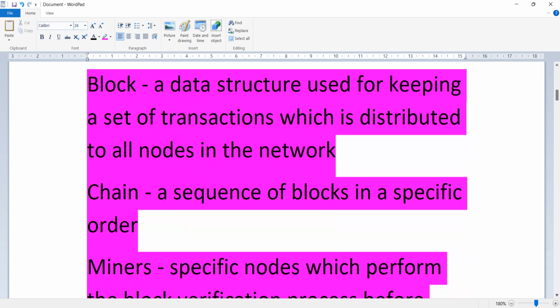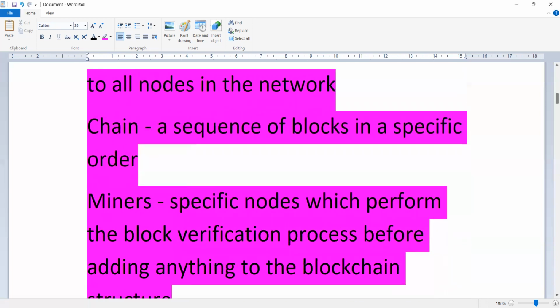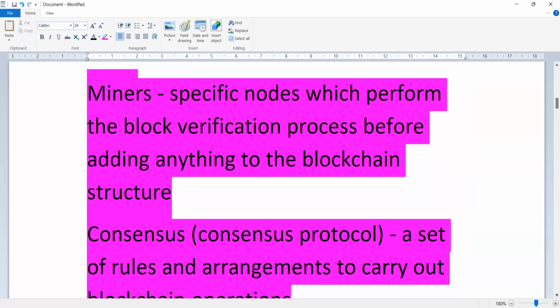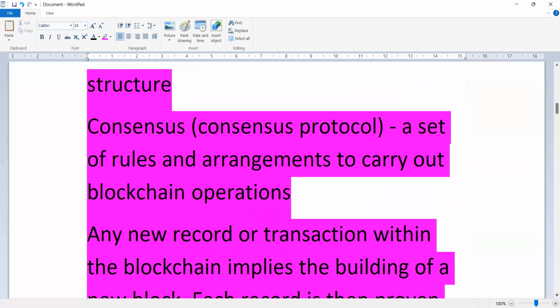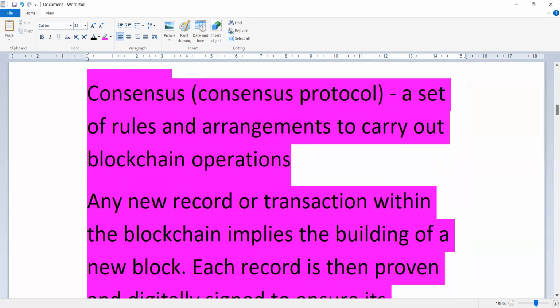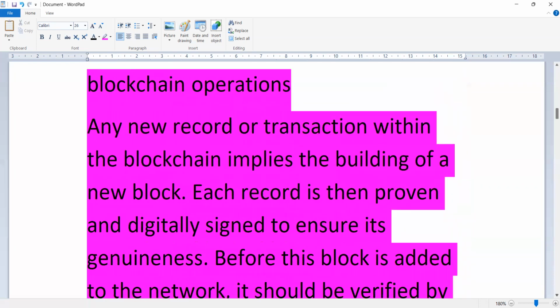Block. A block is a data structure used for keeping a set of transactions, which is distributed to all nodes in the network. Chain. It is a sequence of blocks in a specific order. Miners: specific nodes which perform the block verification process before adding anything to the blockchain structure. Consensus protocol, a set of rules. Consensus means a set of rules and arrangements to carry out blockchain operations.